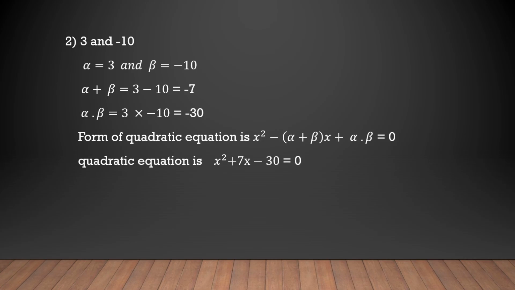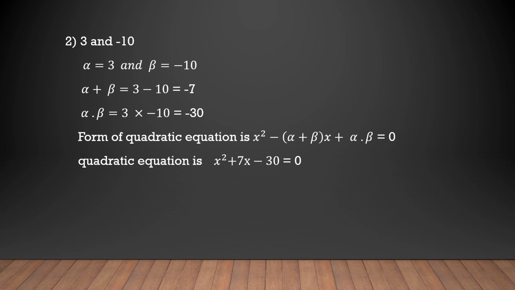Next, 3 and minus 10. So here alpha is equal to 3 and beta is equal to minus 10. The form of quadratic equation is x square minus (alpha plus beta) x plus alpha into beta is equal to 0. So here we find the value of alpha plus beta and alpha into beta. So alpha plus beta is equal to 3 plus minus 10, means 3 minus 10. 3 minus 10 is equal to minus 7 and alpha into beta is equal to 3 into minus 10. 3 into minus 10 is equal to minus 30.